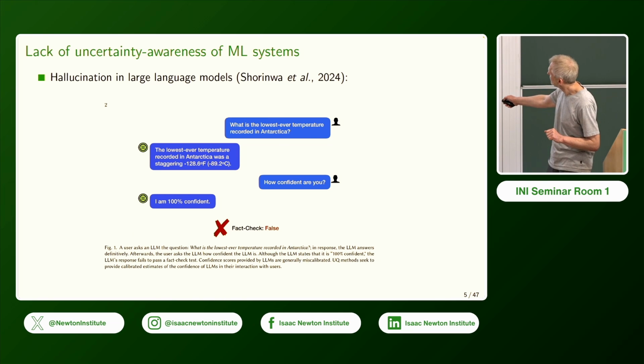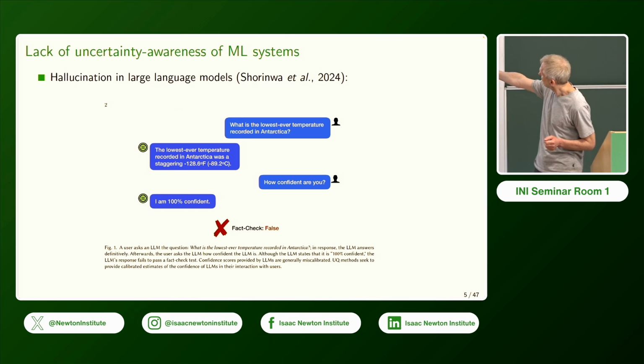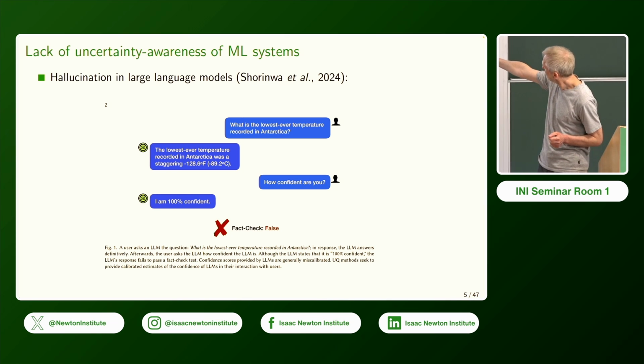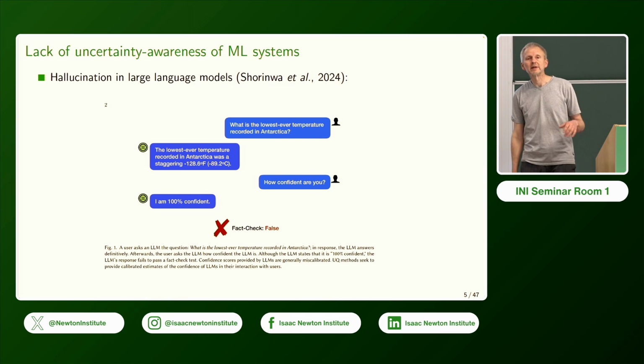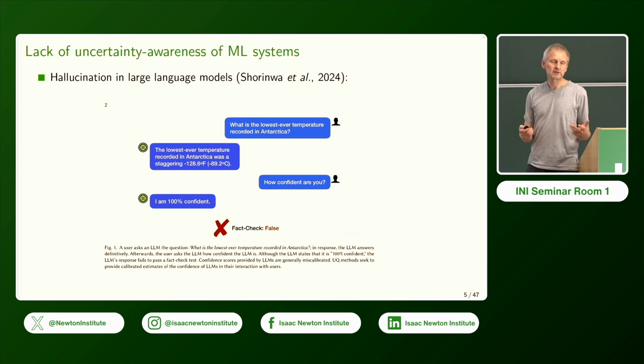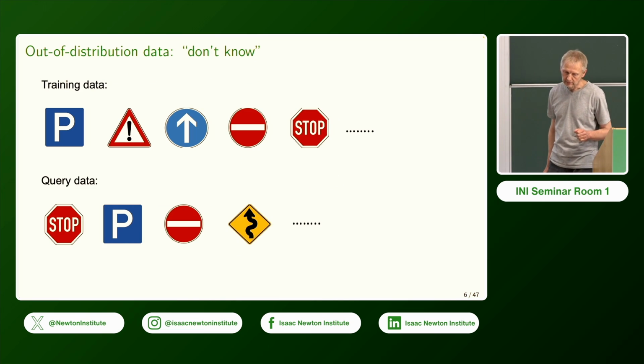Here is another example. We all know about this problem of hallucination in large language models. A question to the LLM: lowest temperature recorded in Antarctica, and the answer is wrong. Then the human user asks back how confident you are. I'm 100% confident. And again, this is not what we want. We want that the system notices when it's in a situation where it shouldn't be certain.